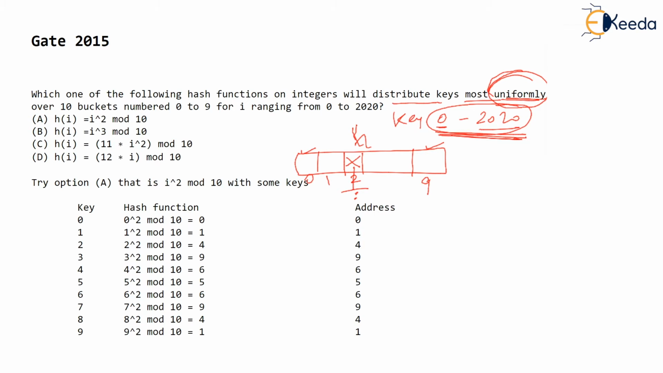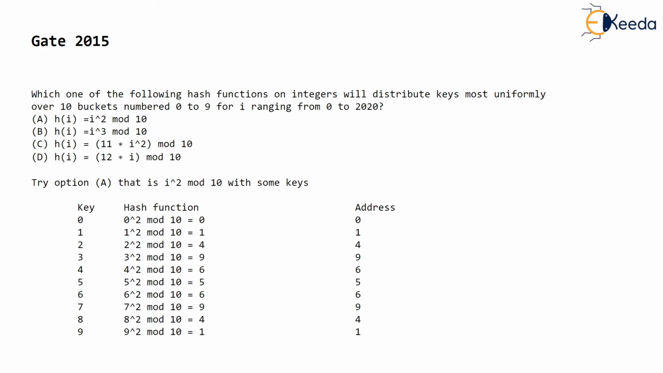Then it is not uniform hashing, isn't it? All the locations should be equally likely used. That's what the question is. So which of these functions are ideal so that all these keys will be uniformly hashed? Now you have to try out a few keys over here.